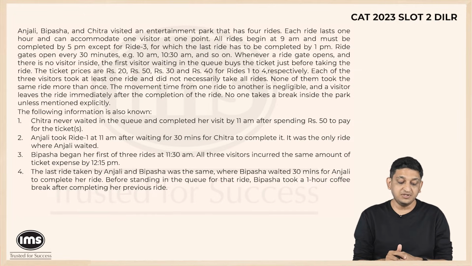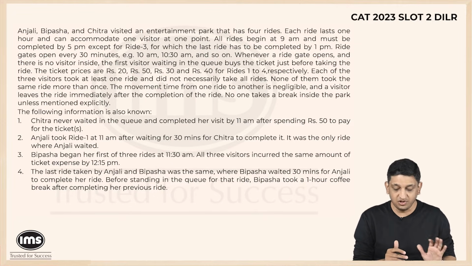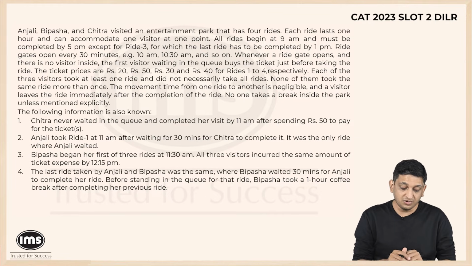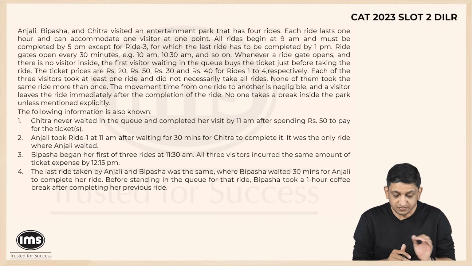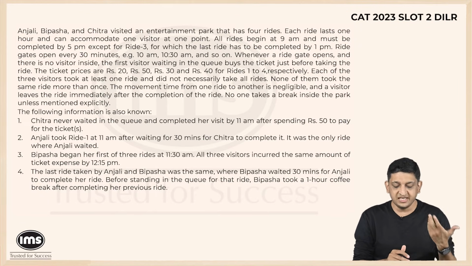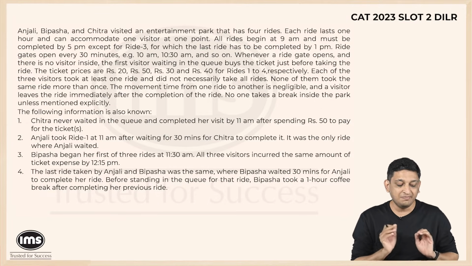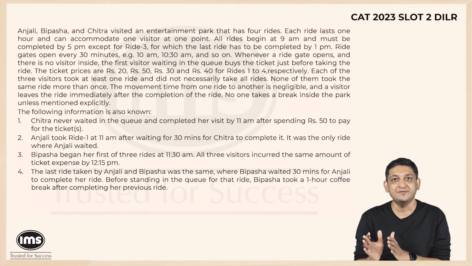We know that each of the 3 visitors took at least one ride, so that is known to us, and did not necessarily take all the rides. So again, that is what is known. None of them took the same ride more than once. Everybody enjoyed a ride that they intended to exactly once. That's what we know. The movement time is negligible. Visitor leaves the ride immediately after the completion. Standard stuff. The most important line of this entire set is this one: no one takes a break inside the park unless mentioned explicitly, right?